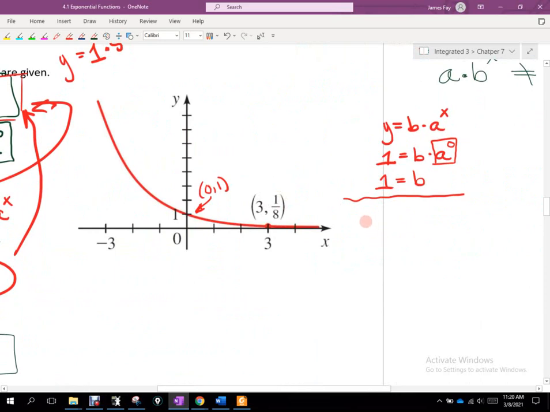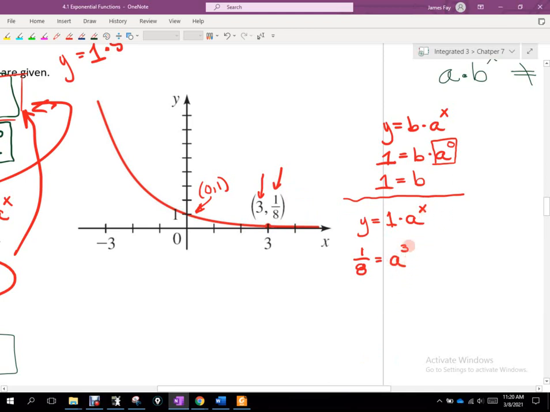Then I'm going to go y equals B, which is 1, times A to the X. Does that make sense to everybody? Now, what are we going to use for X in this question? 3. And we use that for my Y, right? So we get 1/8 is equal to 1 times a, so I'll just write it as a, and x is 3.